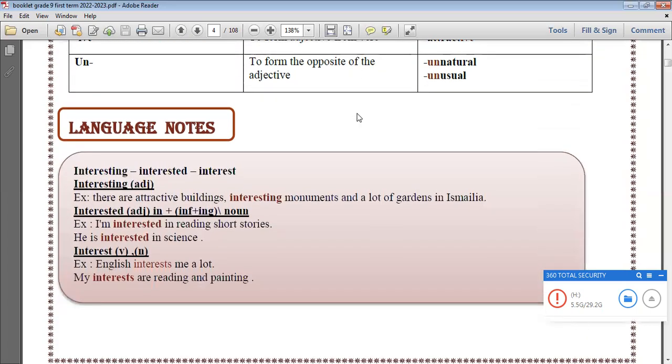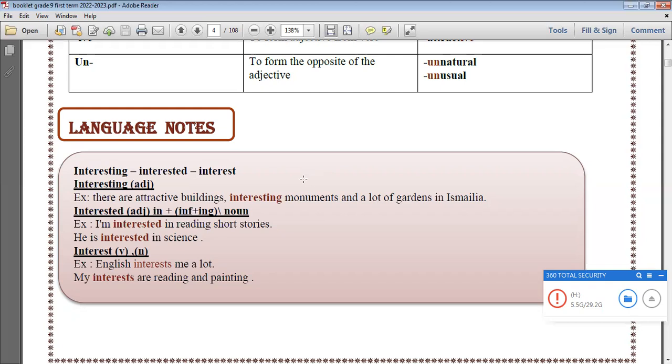After that, we have the language notes. We have here a note. What's the difference between interesting, interested, and interest? Well, interesting is an adjective. Here the example: there are attractive buildings, interesting monuments, and a lot of gardens in Ismailia. Interesting is an adjective. We use it to describe monuments.